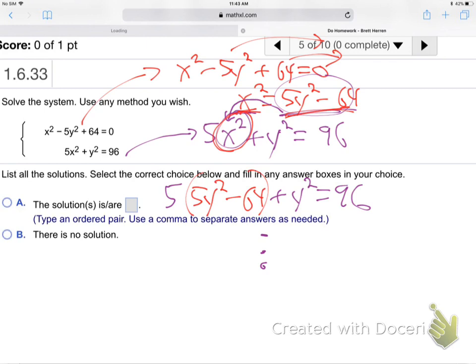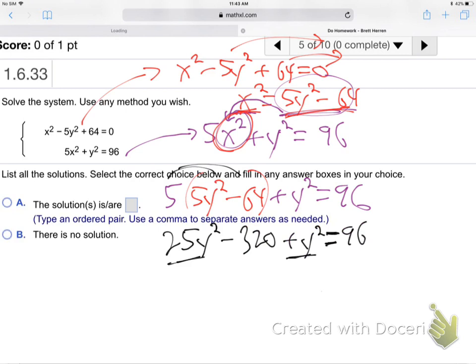Good. Oh, you want to actually let me finish one of these because these are easier and I don't want you to waste time. Let me show you how quick these are. Those are easy. When it's all squares and there's no first powers, I'll show you what you want to deal with. So minus 300. What's that? 320. 96. 25y squared and another y squared is 26.